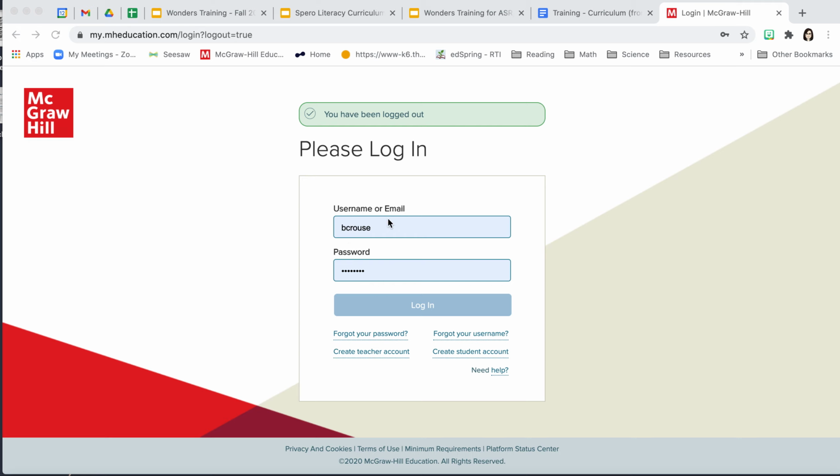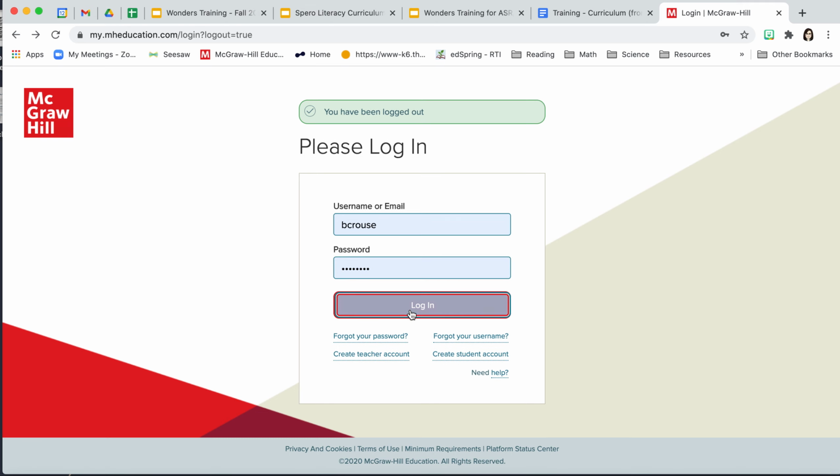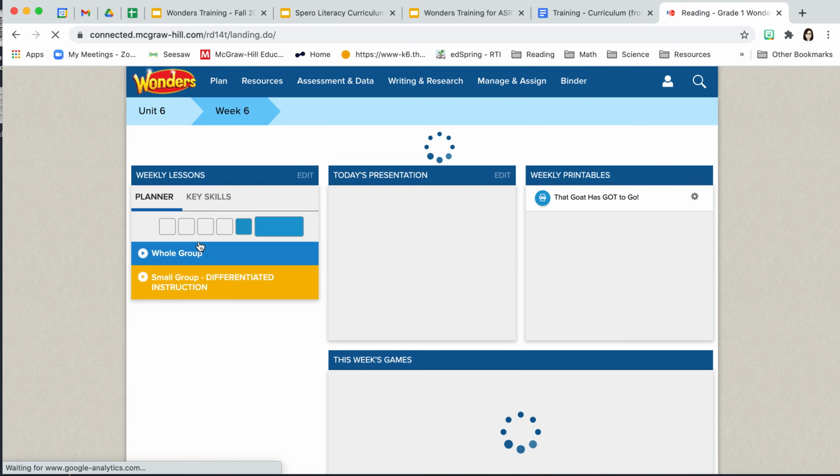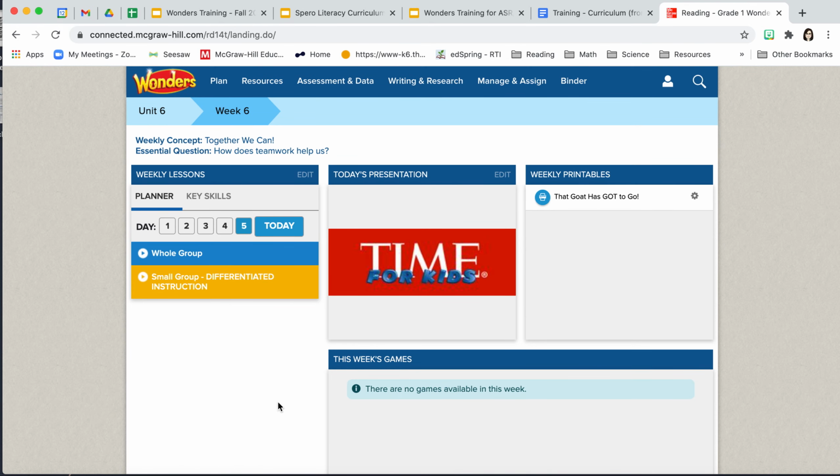I have access to the Teacher's Edition first grade only at this point, so I am going to log in using my code, Wonders First Grade Teacher Edition. And right away, you may notice that we've got a presentation and weekly printables. There's a lot of activities that are automatically loaded up. But what you want to pay attention to is up here on the left-hand side, we've got the unit and the week that it is telling us we are in.